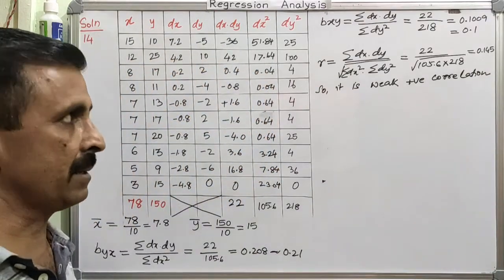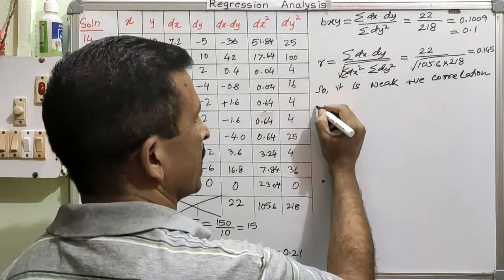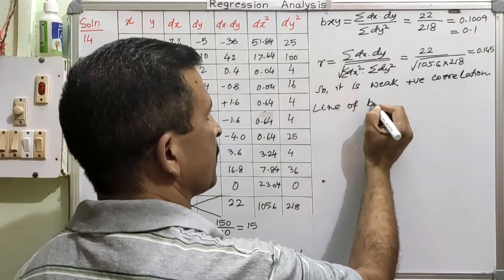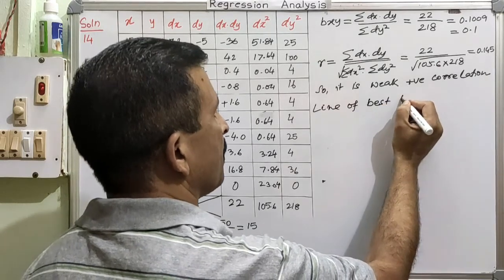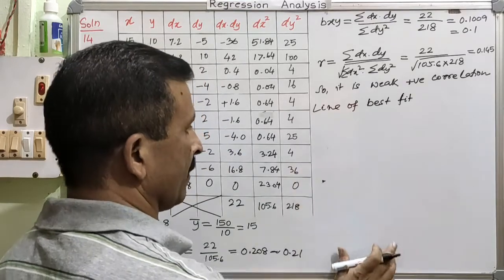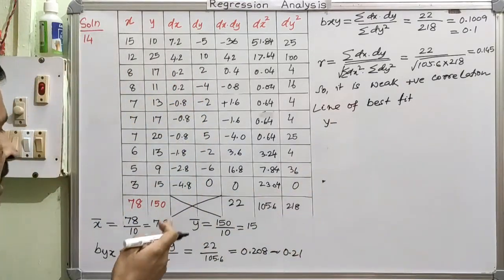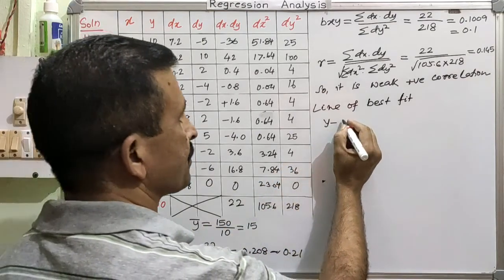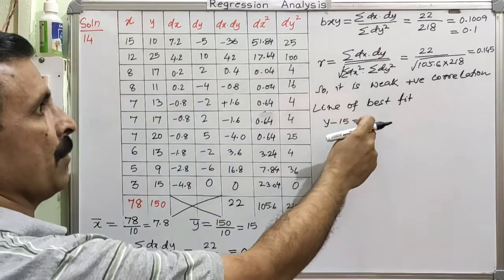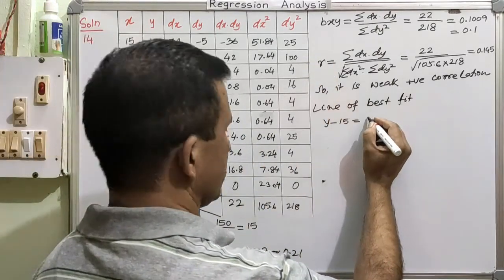Now the next part is the line of best fit. So we are now going to write the line of best fit. The formula you know. I'm not going to write the formula because I have limited space. Y minus y mean, and y mean is calculated as 15, is equal to byx. Byx is calculated as 0.21.